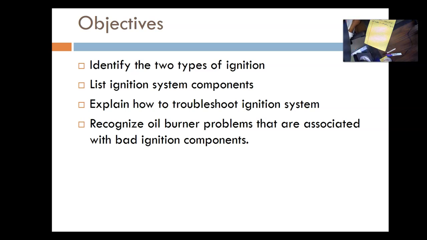Some of the old boilers will have constant ignition, especially for oil, and that is not a very good idea, especially when it comes to energy conservation. We will also list the ignition system components, what it is composed of, what goes in it, and that's for oil. I will also post a video about gas ignition systems.